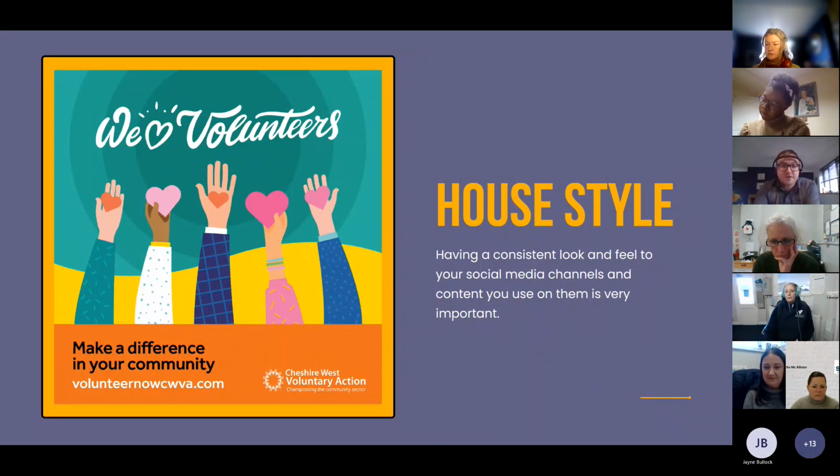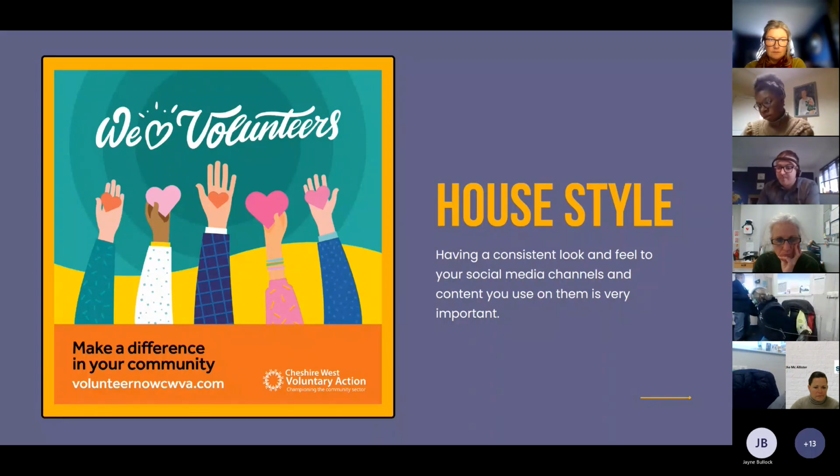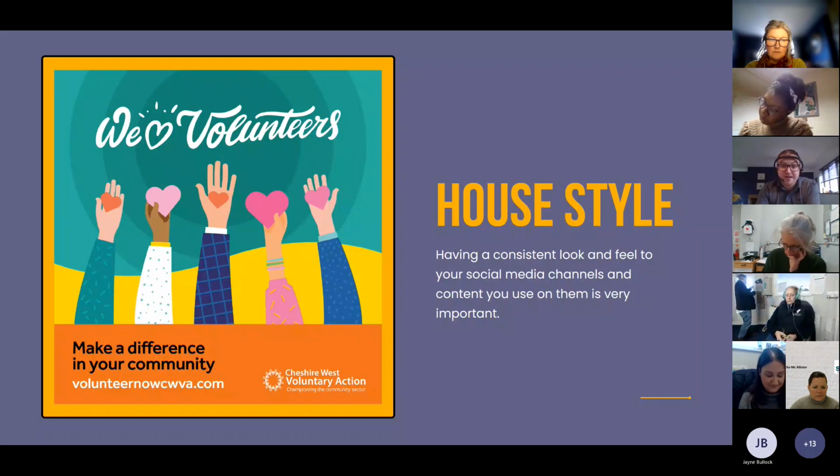So I've just included an example on this slide now. That's a social media graphic that we had made as part of our volunteering campaign. All of our different resources that we make look the same as that. So it's all consistent. People link it back to that campaign. I think, along with any kind of design concepts, it's really important that you have a house style for your written text as well.